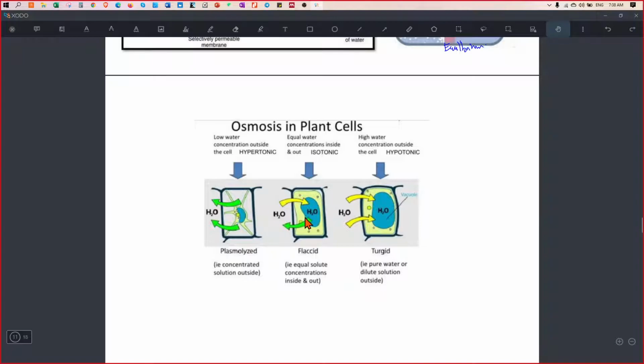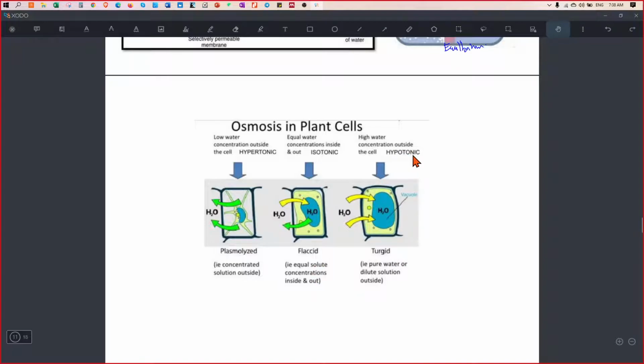But when you have it in the isotonic solution, meaning that the concentration outside is similar to the concentration inside, when I say concentration, I mean the solute concentration, the movement of water in and out is similar. So this is called the flaccid state.